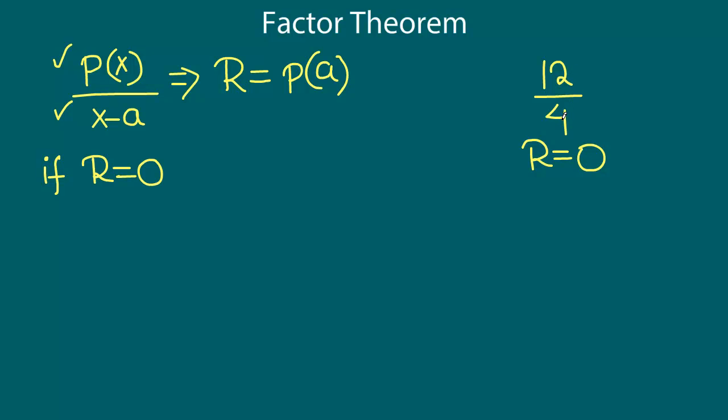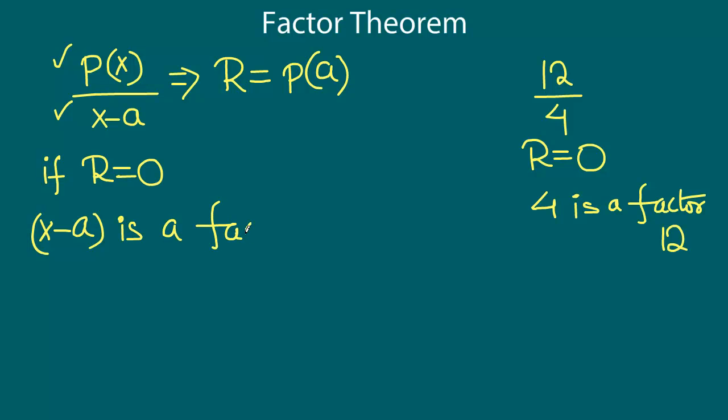Well, it tells us that the number 4 fully divides into 12, or that 4 is a factor of 12, right? Because 4 fully divides into 12, the remainder is 0, and that means 4 is a factor of 12. Similarly, if we divide p(x) by x minus a and the remainder is 0, that means we can tell that x minus a is a factor of the polynomial p(x), right? This is the first thing.